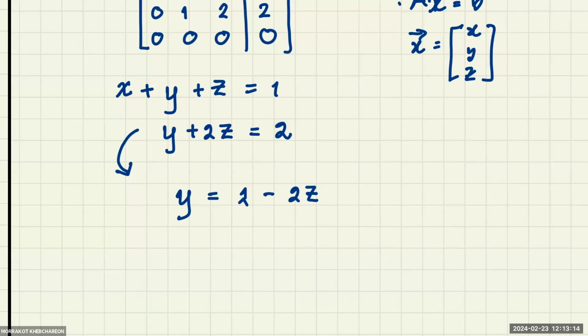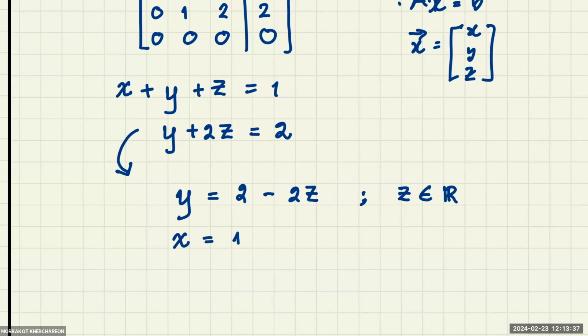Y will always equal 2 minus 2z. And then z can be anything, right? It can be any real number. Whatever you plug in for z, you get y. And then how about x?